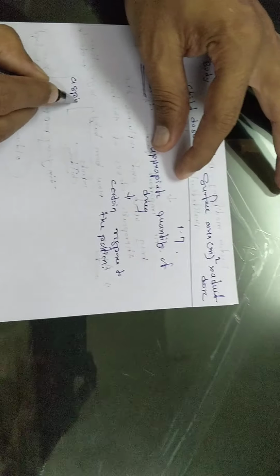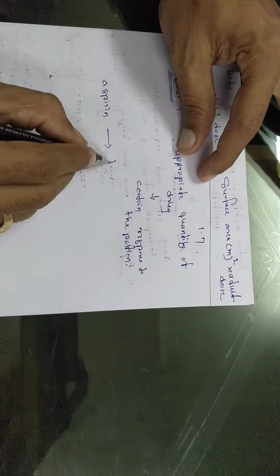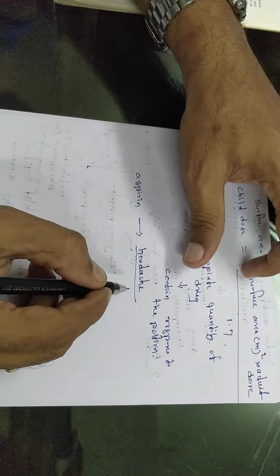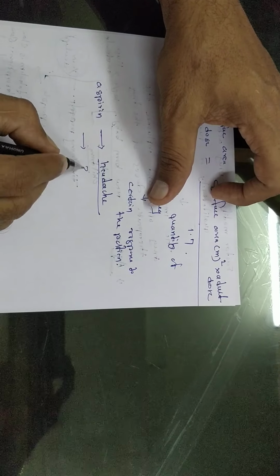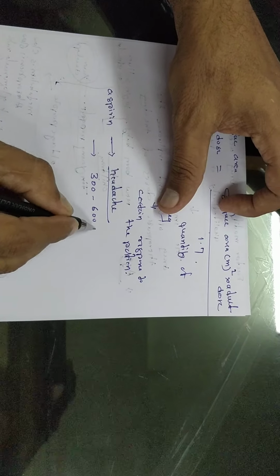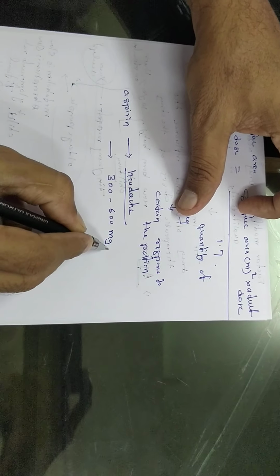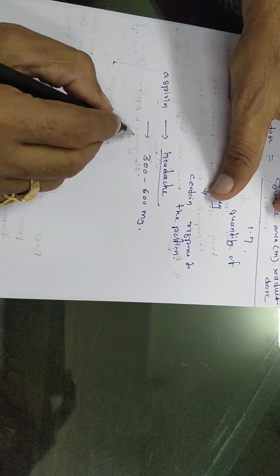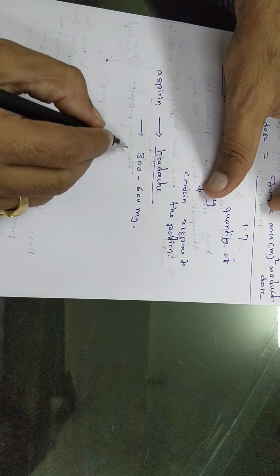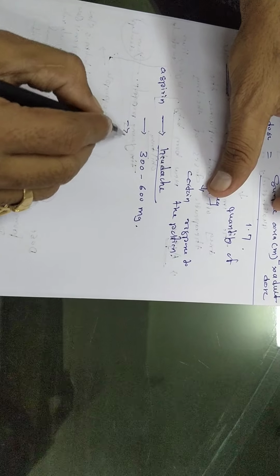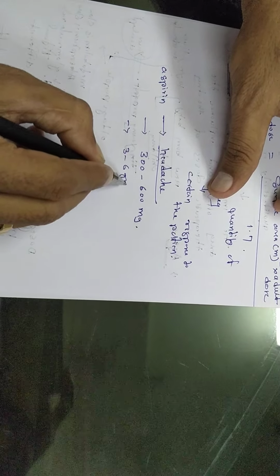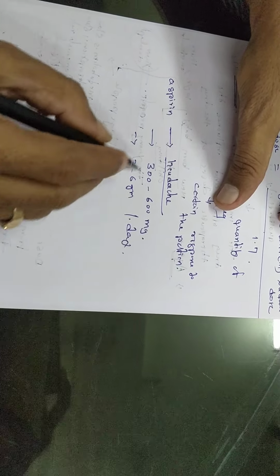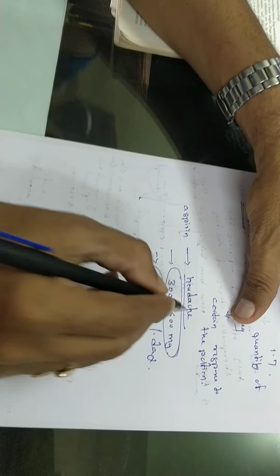For example, aspirin is commonly used for headache, pains. Generally the dose should be 300 to 600 mg. While as an anti-inflammatory, the dose for rheumatic arthritis is 3 to 6 gram per day. That's a variation of the dose.